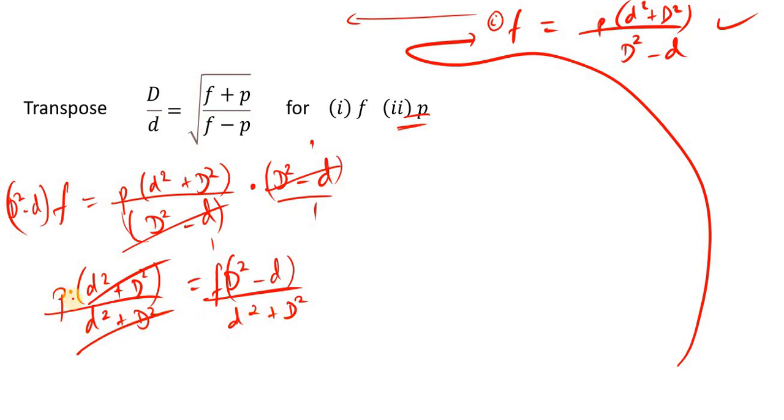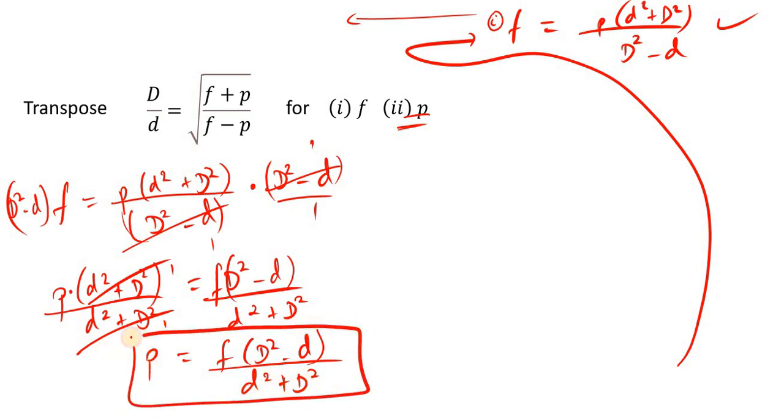So we have p now by itself, since this goes into itself once, equals f on top, d squared minus d, all over d squared plus capital D squared. Okay, and again, a common d, capital D. This is our solution to finding p.